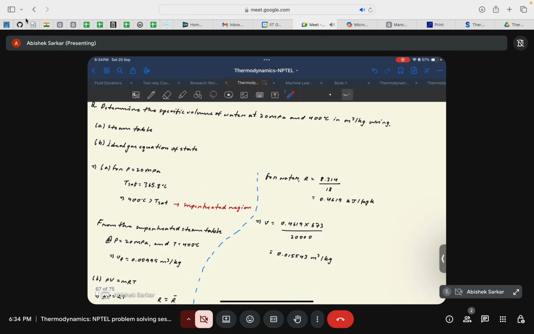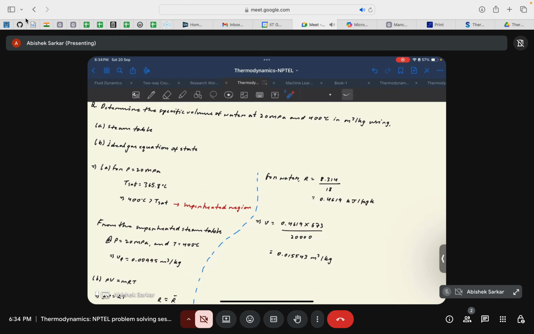So we have pressure of 20 megapascal and temperature of 400 degrees Celsius. First we need to check whether it is at a saturation state or superheated state. If you look in the steam table, for pressure equal to 20 megapascal, the saturation temperature turns out to be 365.8 degrees Celsius. And since 400 degrees Celsius is greater than the saturation temperature, the steam is in the superheated region.